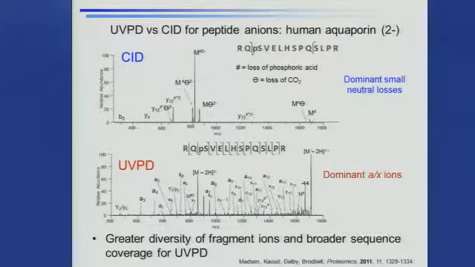Now we have a comparison of CID on the top to UVPD for the same peptide. This is a phosphopeptide, human aquaporin, doubly charged in the negative mode. In the CID pattern, again, we see mainly small neutral losses like CO2, water, or phosphoric acid. We see just a couple of cleavages, so the sequence coverage is not particularly comprehensive. In the bottom case, with UVPD, we mainly generate AX ions in the negative mode, and we see more extensive sequence coverage, which allows us then to use this negative mode to look at the acidic proteome.